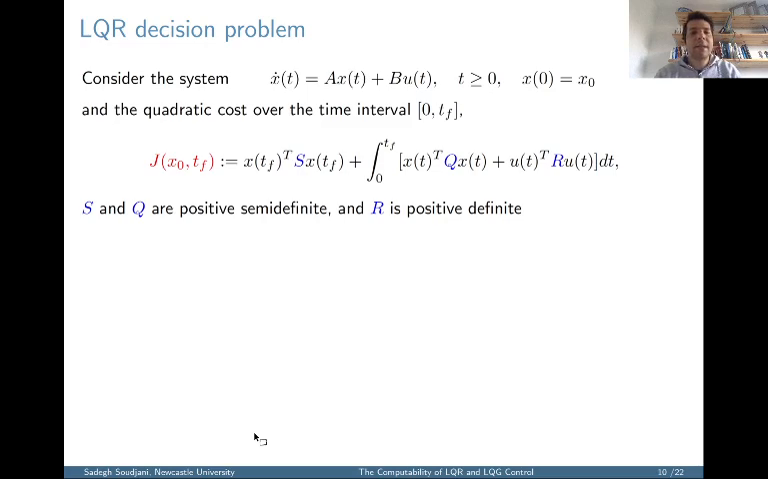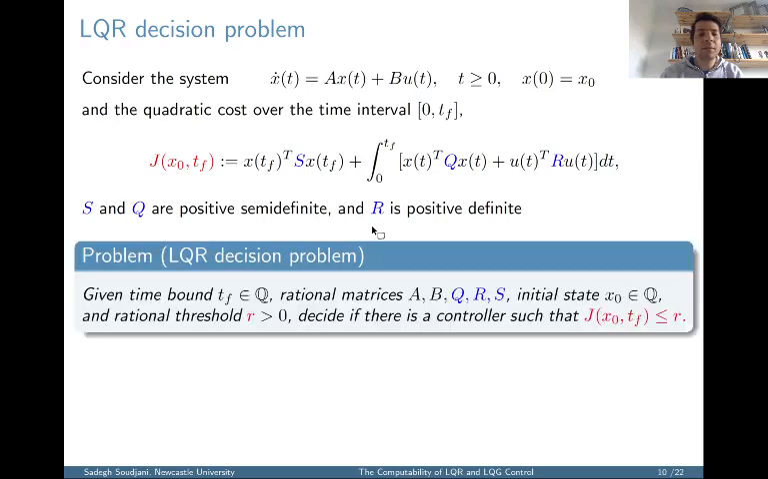Okay. So this is the definition of LQR. You have a linear dynamical system, x dot equal to A times x plus B times u, starting from some initial state x0, and you have a quadratic cost function over some time interval from 0 until tf. You have a quadratic function of the state, a quadratic function of input, and you have a terminal cost associated with the final state of the system. And these matrices S, Q, and R should be positive definite or positive semi-definite.